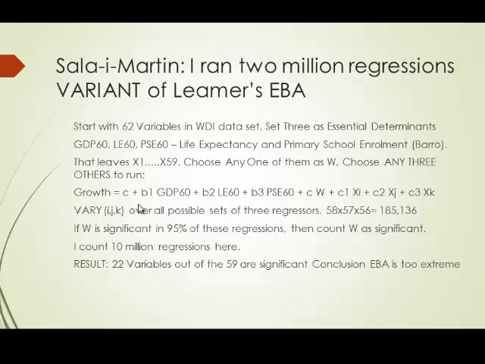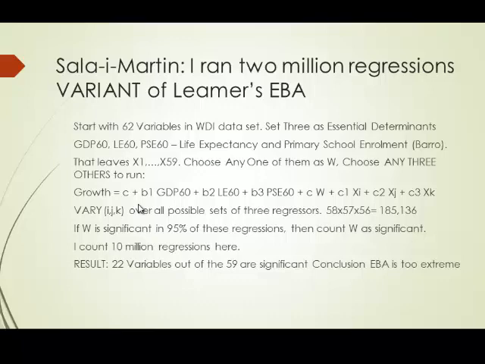The other difference that he makes is he says that I don't ask for this variable to be significant in 100% of the regressions I run. I only want it to be significant in 95%. So slightly relaxing the criteria of Leamer. So if W is significant in 95% of these regressions, then I will count it as significant. I counted that there should be about 10 million regressions. I don't know why he said 2 million.